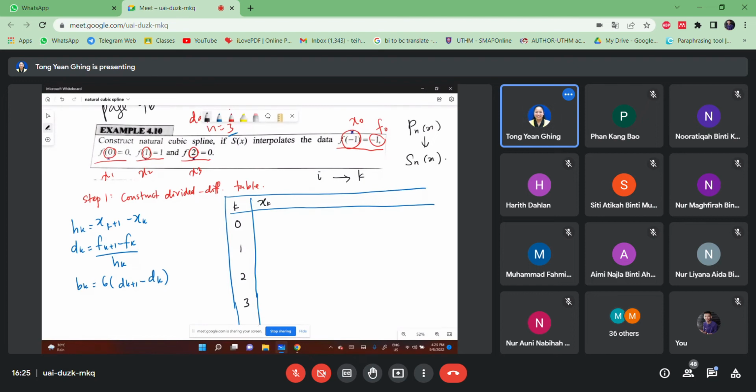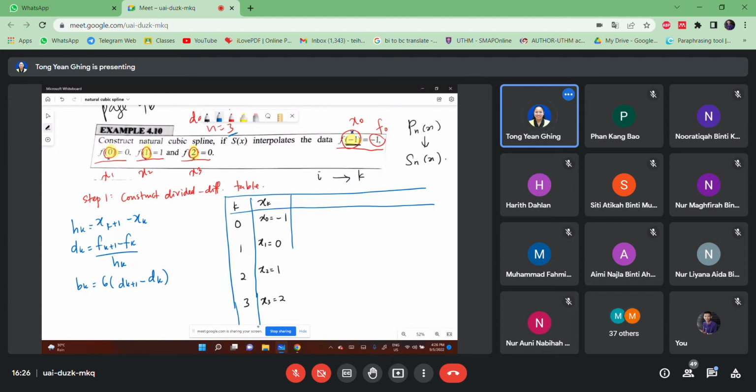Okay. So for this one, X, we have X naught, right? X naught here is -1. And x1 is 0, x2 is 1. You don't need to write this one, x1, x2, x3. I just write it so that you will understand. Okay, x3 is 2. This is the x: -1, 0, 1, 2.